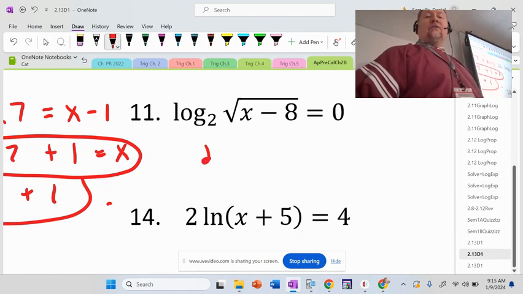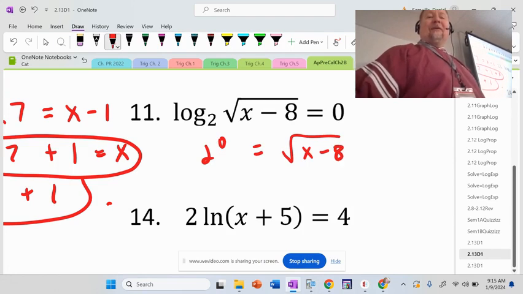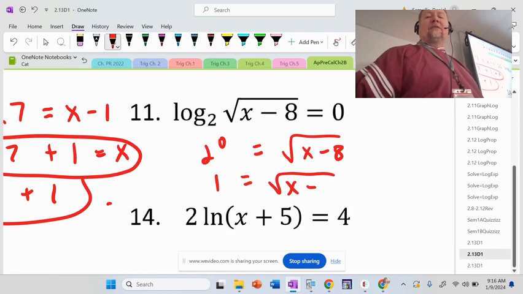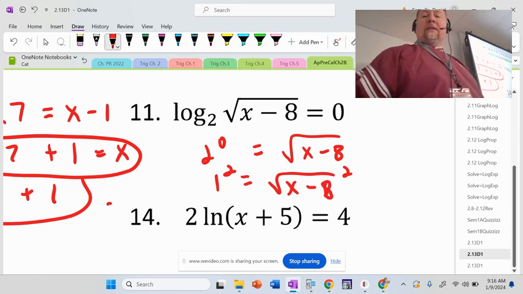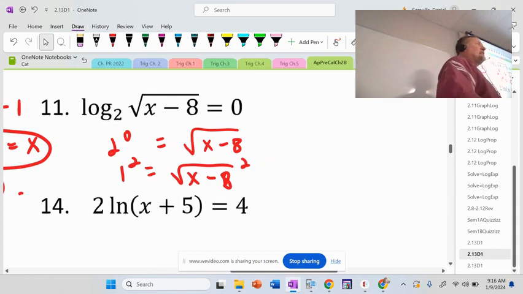And then this one, 2 to the 0. What is 2 to the 0? 1. And then how do I get rid of a square root? What do I do to both sides? You square. When you square both sides, is it plus minus? Do you put plus minus in front of it? Yes or no? When you square root both sides to solve, do you put plus minus?